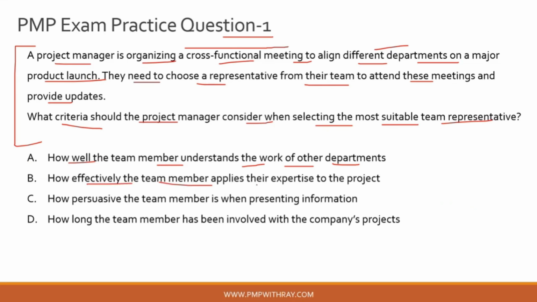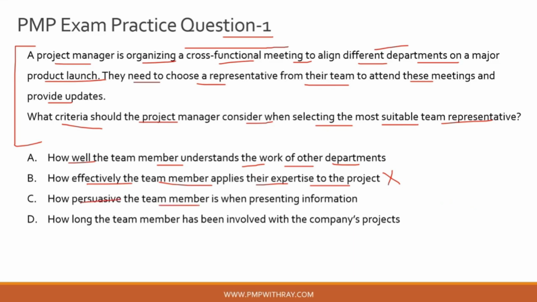How effectively the team member applies their expertise to the project. This is incorrect, right? Because even if the team member has a lot of expertise, that doesn't necessarily mean that the person will be a good team player, or that the person will be able to represent your team in that cross-functional platform, right? So just being a subject matter expert doesn't necessarily give you the skill of managing a cross-functional meeting or representing a team in a cross-functional meeting. So option B is definitely incorrect. Let's look at option C.